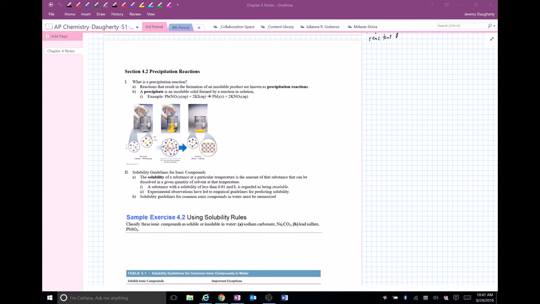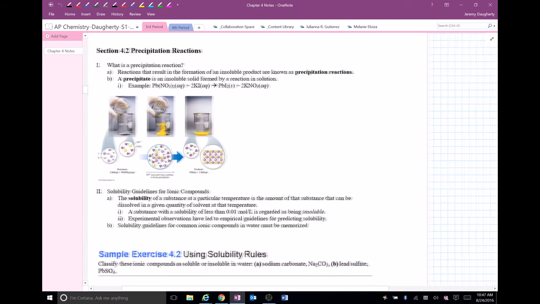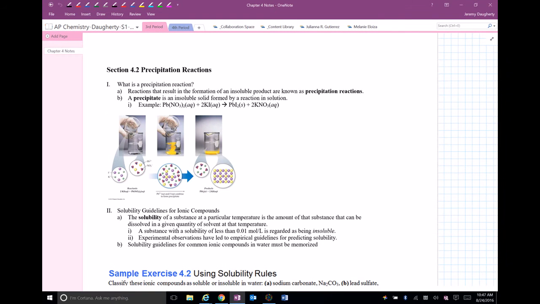Okay, so we talked previously about solute, solvent, and then why things are soluble and why things are insoluble. We talked about the solvation process, and we said that when an ionic compound is thrown into water, the water is able to separate those ions, even to a small extent. So all ionic compounds are at least slightly soluble.